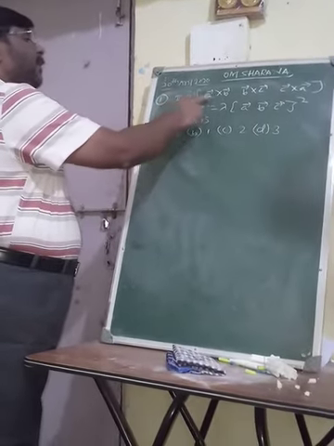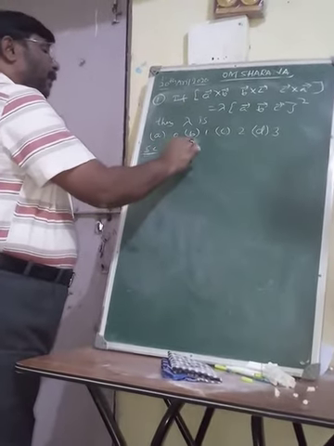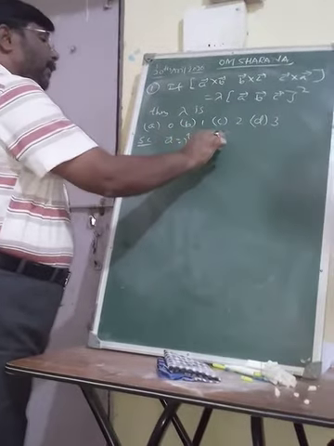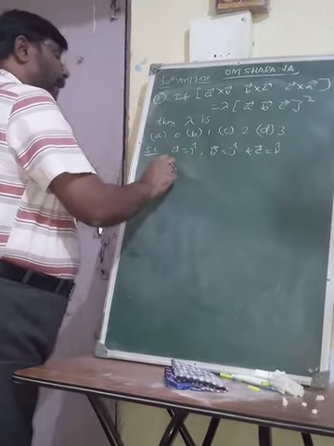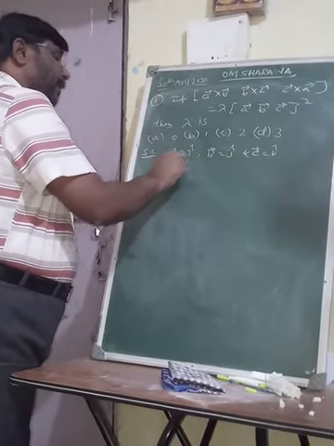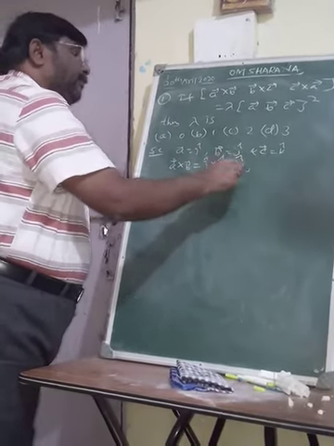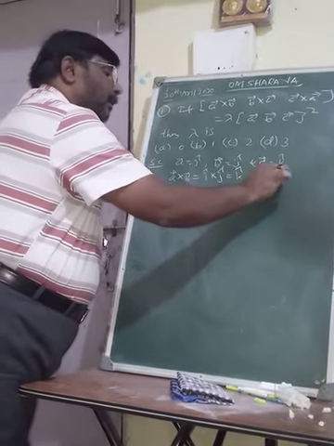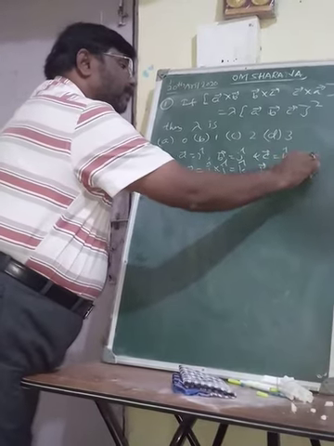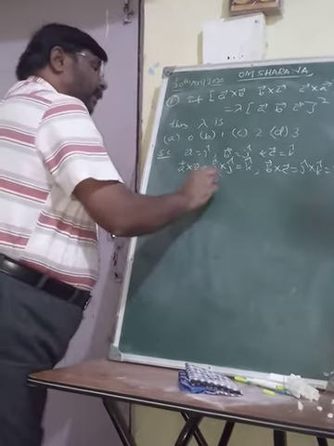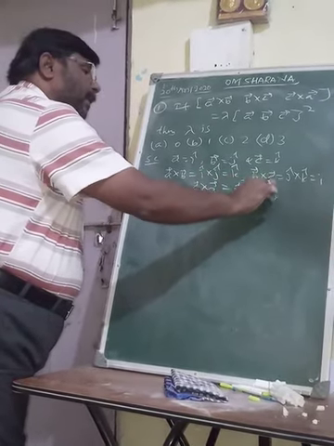So now, according to the given condition, I will take vector a equal to i cap, vector b equal to j cap and vector c equal to k cap. Let me find what is a cross b. It is i cross j equal to k, b cross c equal to j cross k is equal to i, and c cross a equals k cross i is equal to j.